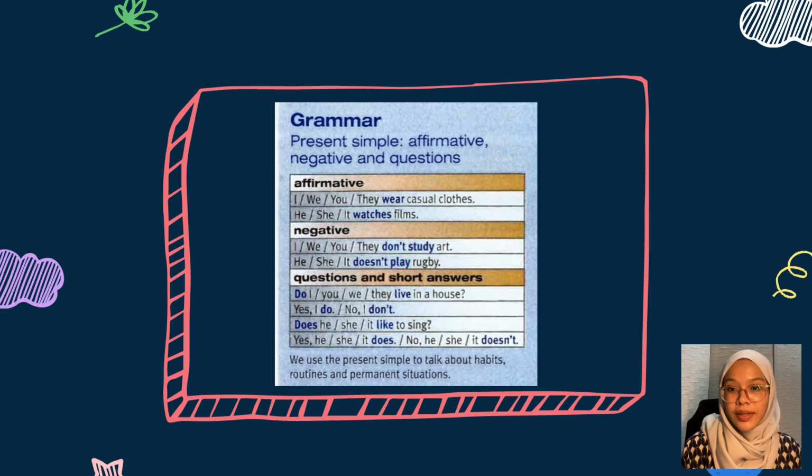Okay, the answer would be yes, I do, or no, I don't. Okay, next questions. Does he like to sing? Does she like to sing? Does it like to sing? Okay, the answer should be yes, he does. Yes, she does. Yes, it does. Or no, he doesn't. No, she doesn't. Or it doesn't.